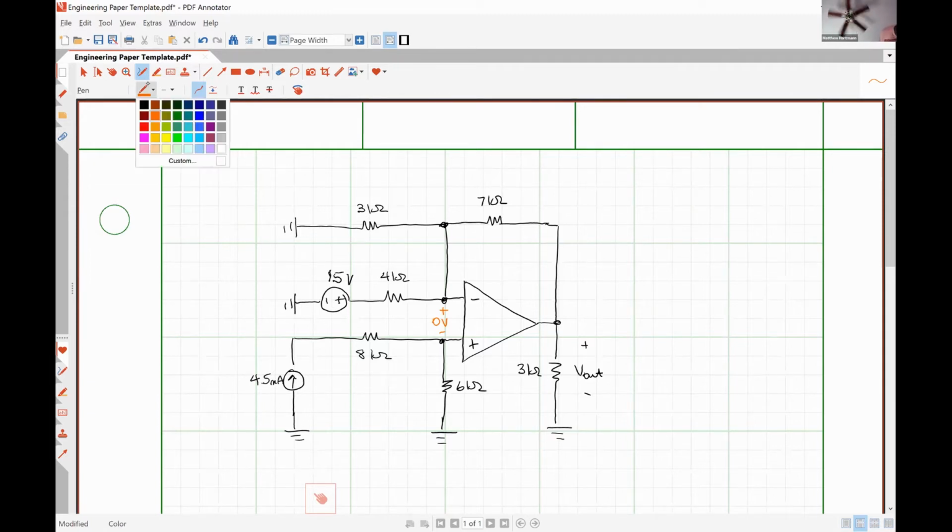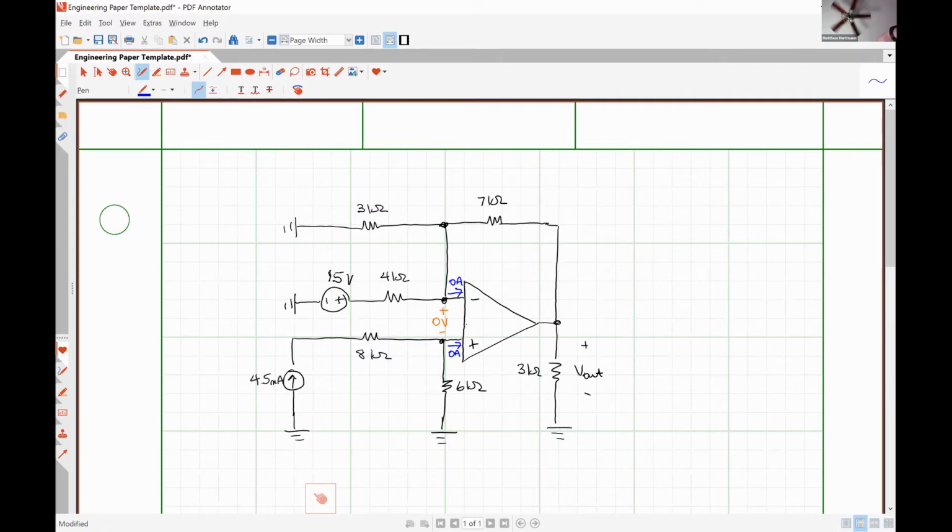The other ideal op-amp rule is that no current can flow into or out of the input terminals. So we know that the current that's flowing into the op-amp itself must be 0. One important thing to note is that the current that's flowing out of the op-amp can be whatever it needs to be using the ideal op-amp model. So there's no restrictions there.